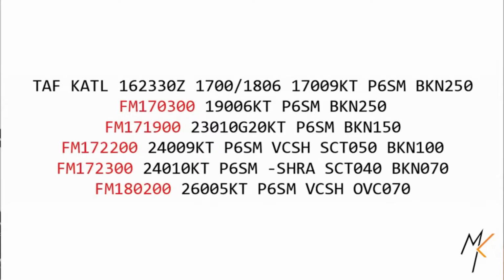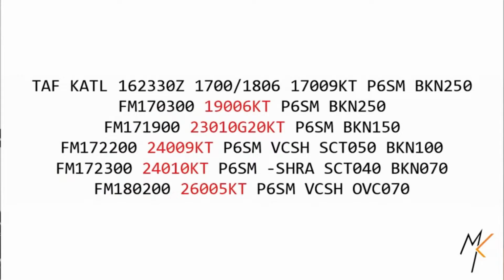Starting at the top, this line of information will occur from the 17th day of the month at 0300 Zulu. Second line, from the 17th day of the month at 1900 Zulu. Third line, from the 17th day of the month at 2200 Zulu. And if we jump to the bottom line here, you can see now this TAF report spans to the 18th day of the month at 0200 Zulu, or 2 in the morning.